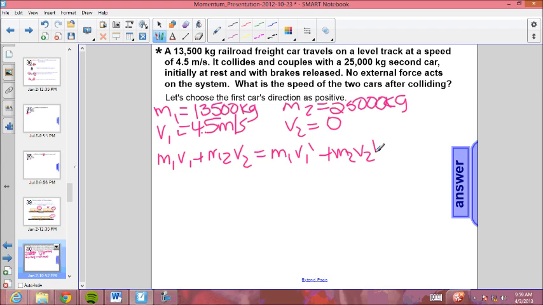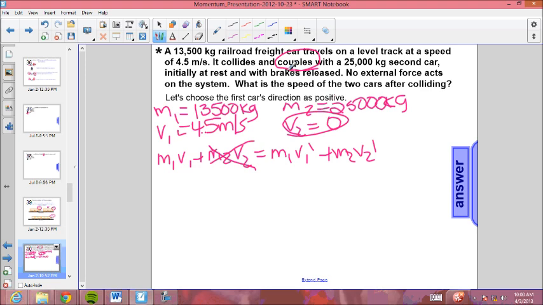But now there's a couple things we need to do. We see here v2 is 0, which means right here m2 times v2 gets canceled out because anything times 0 is going to be 0. Another thing is that it says at the end that they're coupled together.